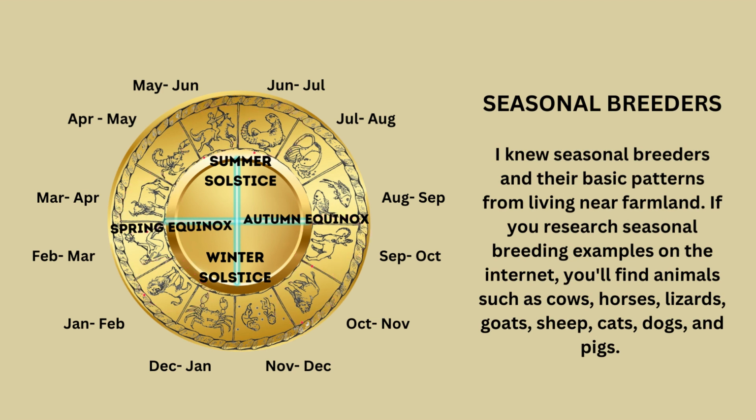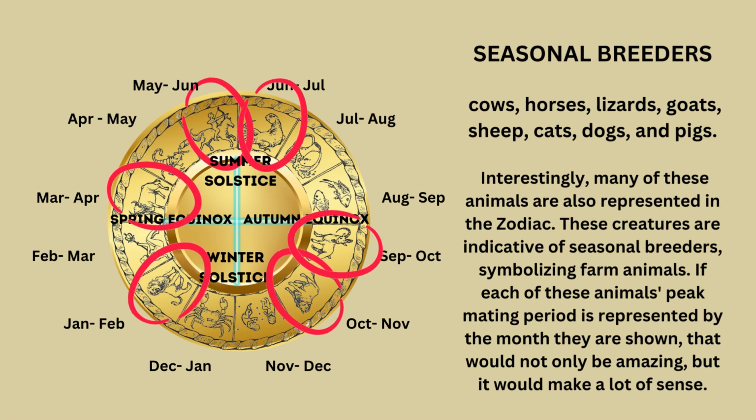Seasonal breeders. I knew seasonal breeders and their basic patterns from living near farmland. If you research seasonal breeding examples on the internet, you'll find animals such as cows, horses, lizards, goats, sheep, cats, dogs, and pigs. Interestingly, many of these animals are also represented in the zodiac. These creatures are indicative of seasonal breeders, symbolizing farm animals. If each of these animals' peak mating period is represented by the month they are shown, that would not only be amazing, but it would make a lot of sense.